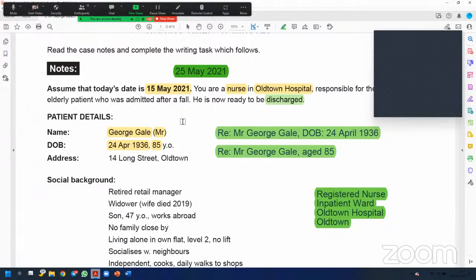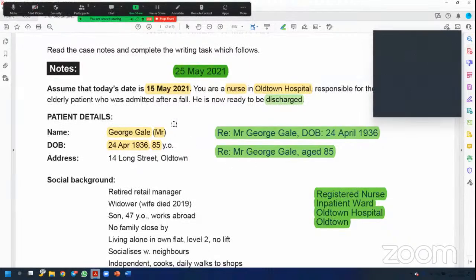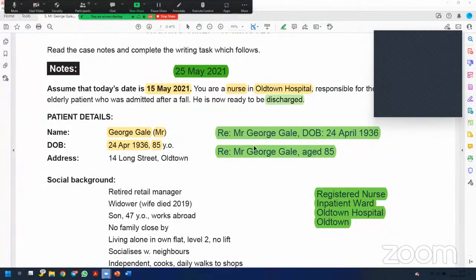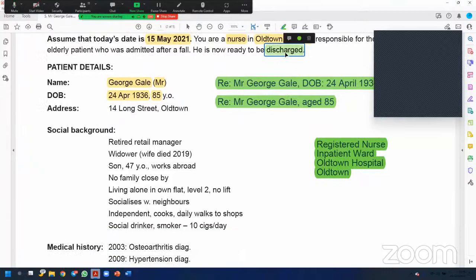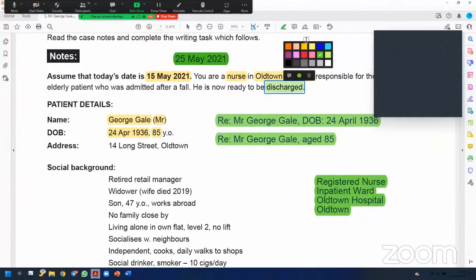I'm a little tired. Please bear with me. So, admitted and discharged. Sorry. Admitted and discharged. Okay, now discharged. Ready for discharge.